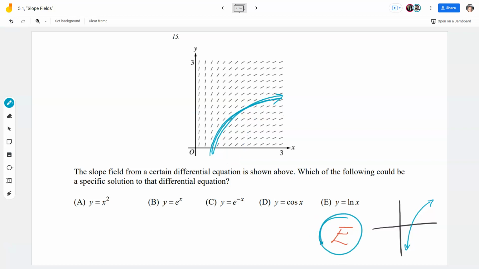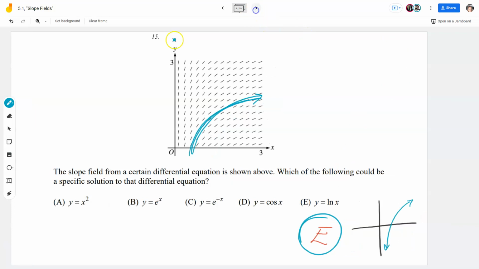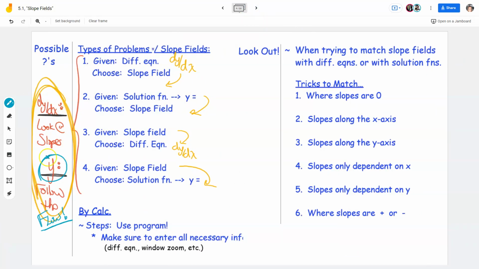But have you gotten that down? Solutions follow the flow. Differentials say, I'll get you the slopes. Solutions say, I'll follow the flow. It's the whole point of a slope field.